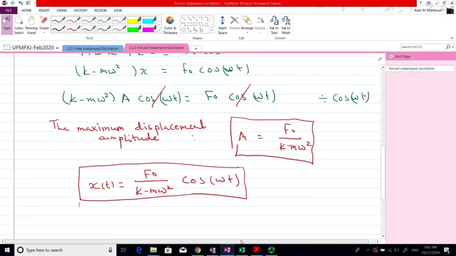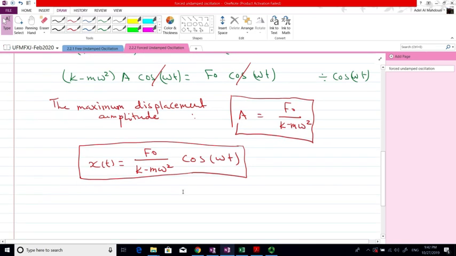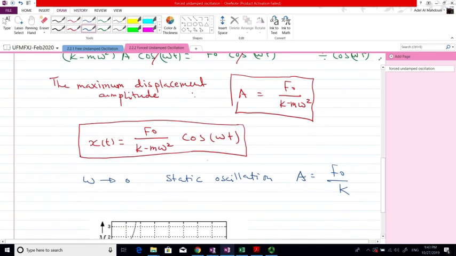Let's continue. In this equation, let's try to guess what will happen if omega approaches 0. If omega, the angular frequency of the applied force, approaches 0, then we'll have something called static oscillation, and the amplitude will be equal to F naught over k.